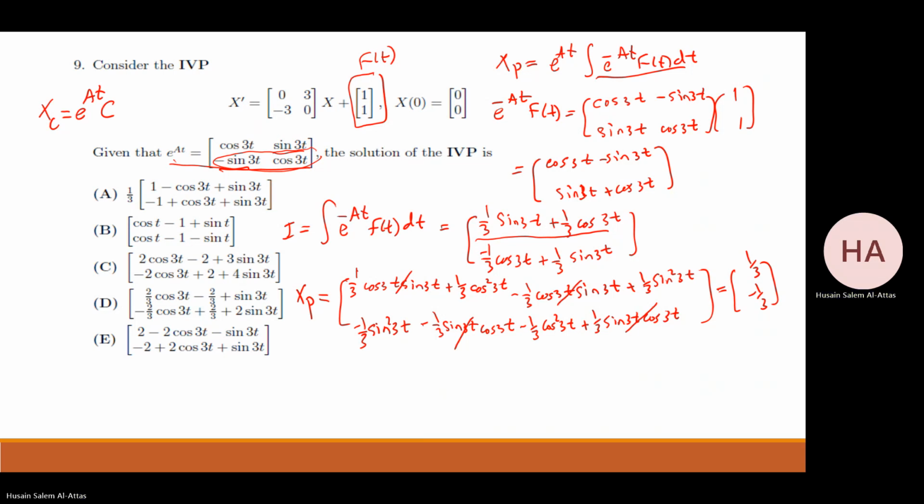So my general solution, x will be xc plus xb. And that is cosine 3t, sine 3t; minus sine 3t, cosine 3t, times C1, C2, plus xb, which is 1 over 3, minus 1 over 3. Okay.